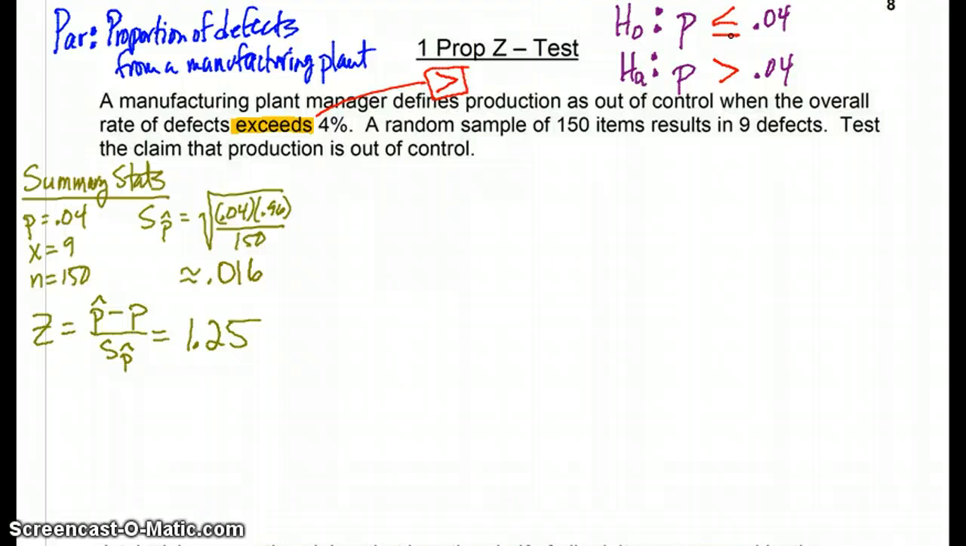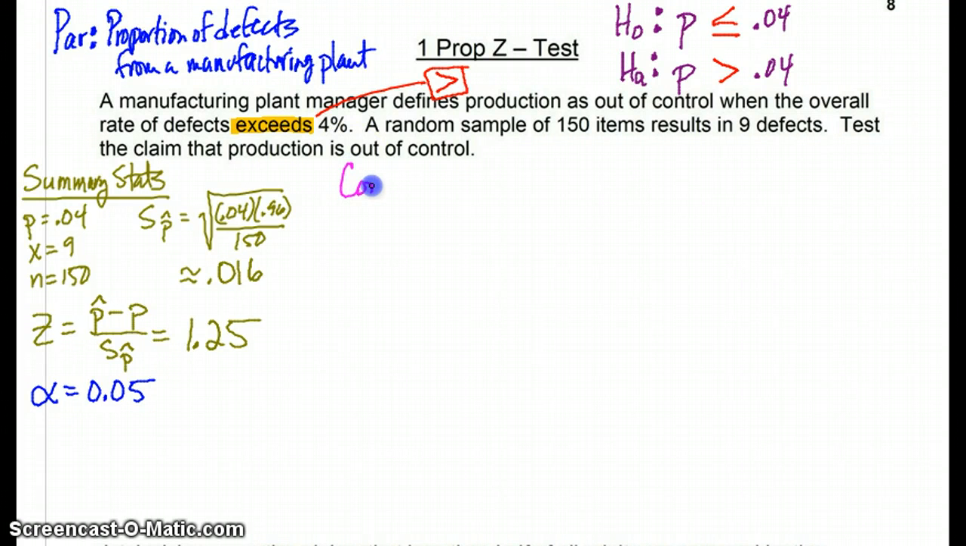In context, that makes sense because if I have less than 4% of all of our items that are being produced be defective, I'm happier than if I have more than 4%. So, we are now ready to look at what we want to do. Oh, one more thing. I didn't give you an alpha level. So therefore, I'm going to pick the alpha level that I think most of us love and know. I'm going to put it with my summary stats, and I'm going to say 0.05. So after I have this, I am now ready for my conditions.